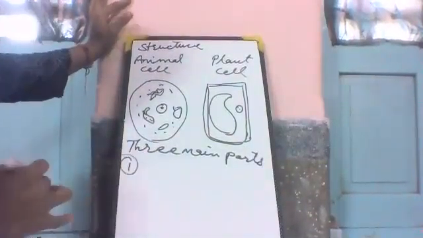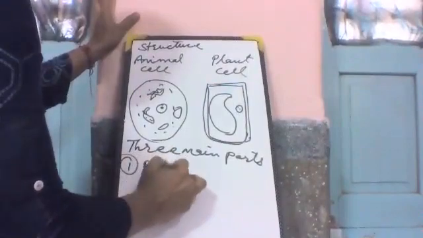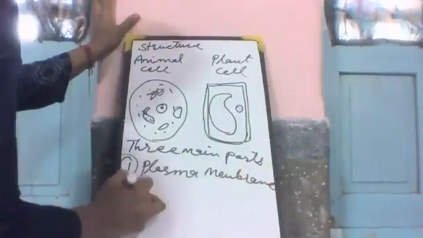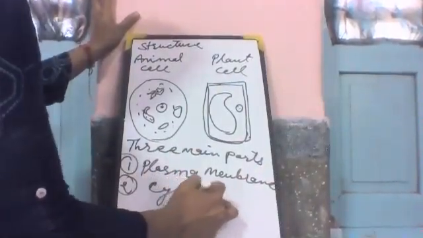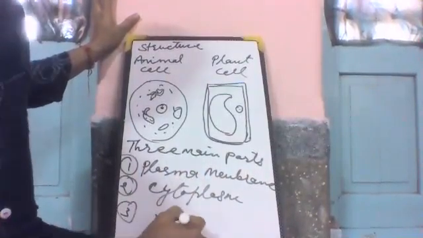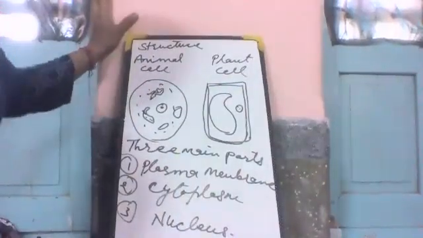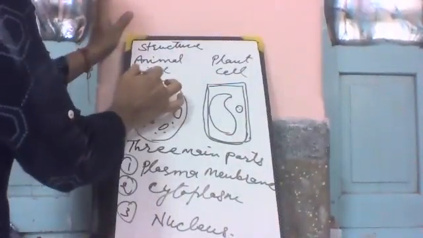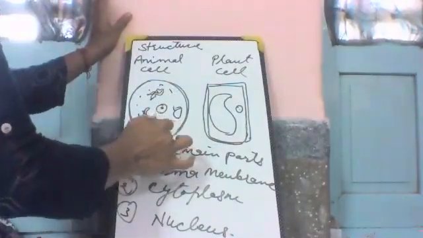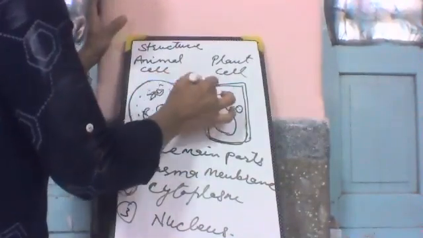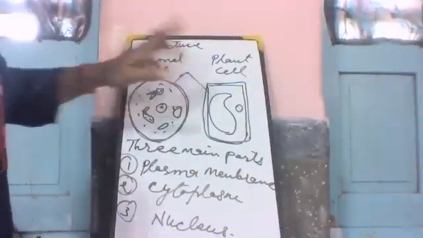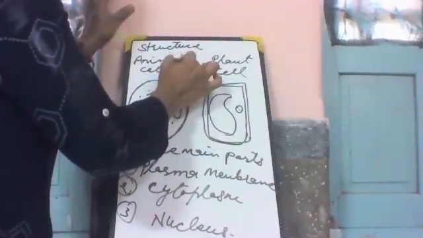First is the plasma membrane, next is the cytoplasm, and the third one is the nucleus. See, plasma membrane. The outermost layer of the cell is known as the plasma membrane. But in a plant cell, it is the second outermost.